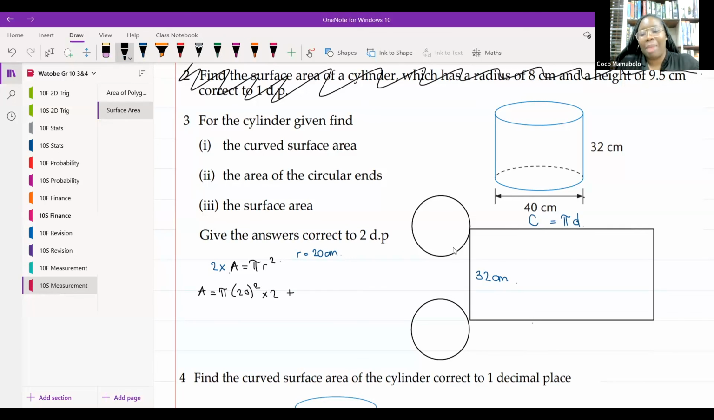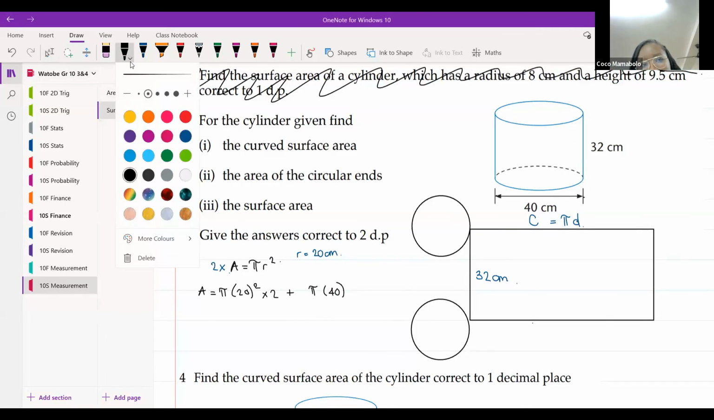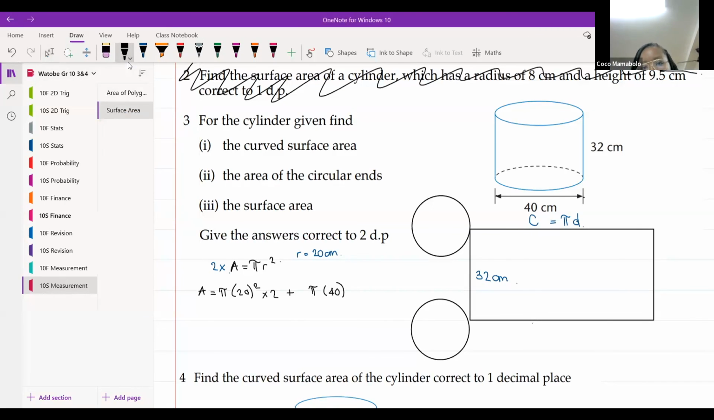Plus, now I know that the area of my rectangle is going to be the length, which is pi times the diameter. I've been given the diameter. The diameter is 40. So this is my length. Oh, sorry, the circumference times the breadth, which is 32. So this is for the rectangle, and this is the area of our 2 circles.